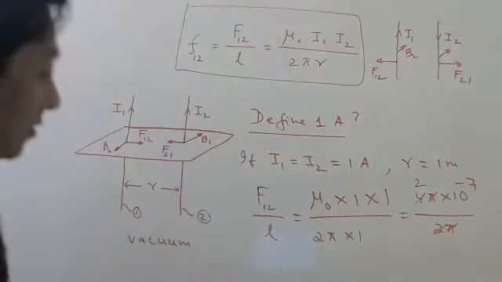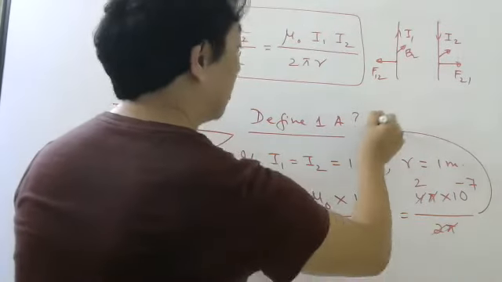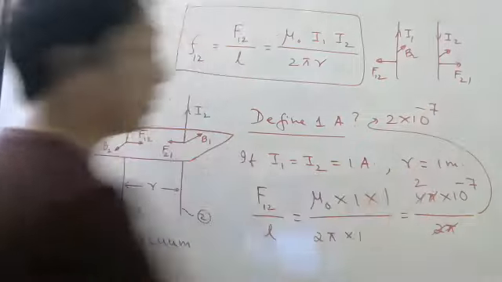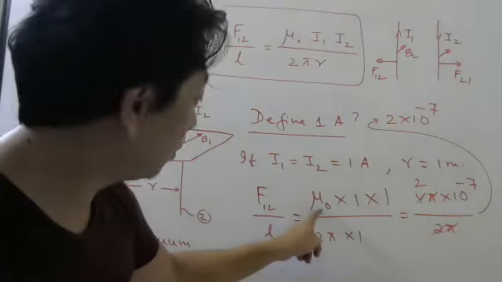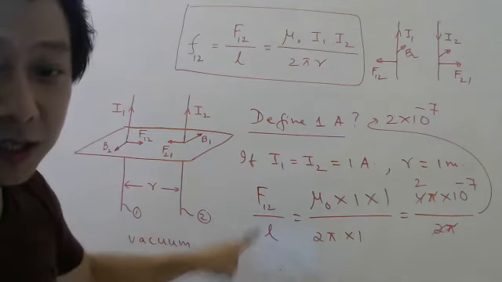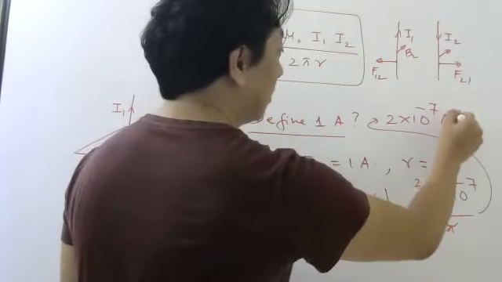Let me write upstairs here, okay? So the force will be what? 2 into 10 to the power minus 7. What will the units be? Don't try to put the unit of this, it will take time. Look at the left side. This is Newton, this is meter. So it will be Newton per meter.